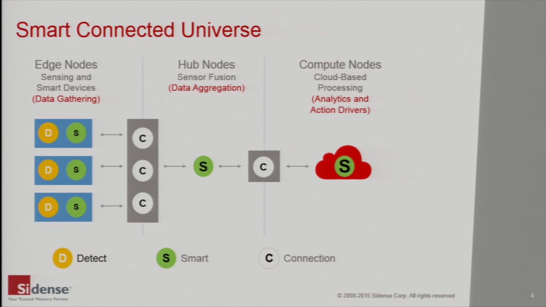Nodes communicate, as indicated by a C, between each other using a variety of wireless technologies, including Wi-Fi, Zigbee, Bluetooth, Z-Wave, cellular, or even a combination. Data from several edge nodes are aggregated at the hub node, where sensor information is combined in a process called sensor fusion. Aggregated data from hub nodes is then sent to the compute node, usually in the cloud, for processing and further decision making.